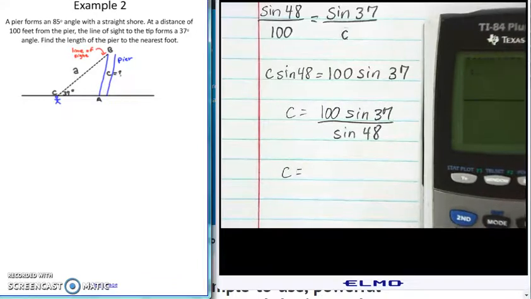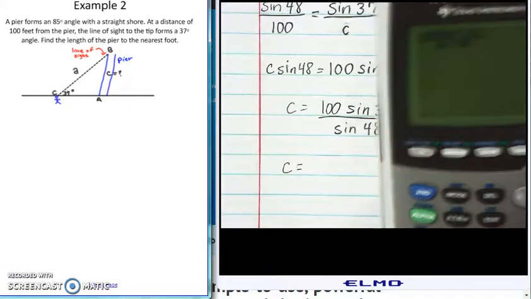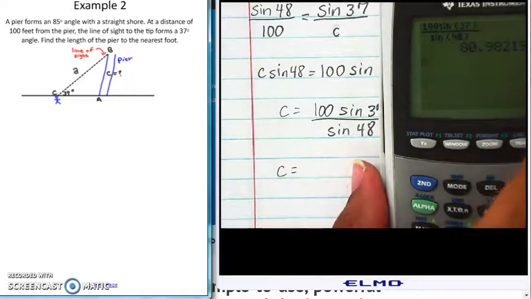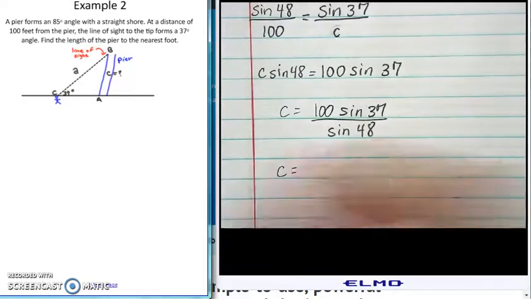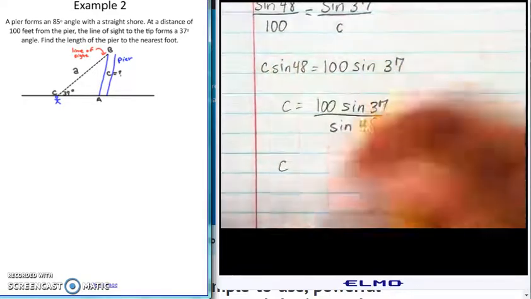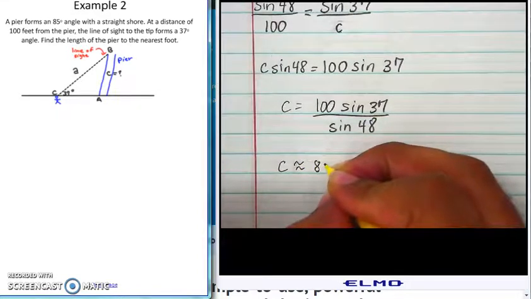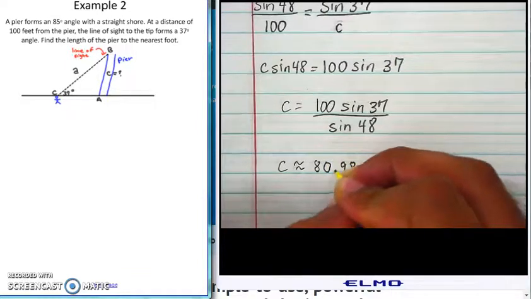And make sure again that we're in degree mode, because we should be in degree mode. Second quit. All right, then we hit enter, and because we're in degree mode, we're good. So when it comes to this part, we get approximately 80.98.